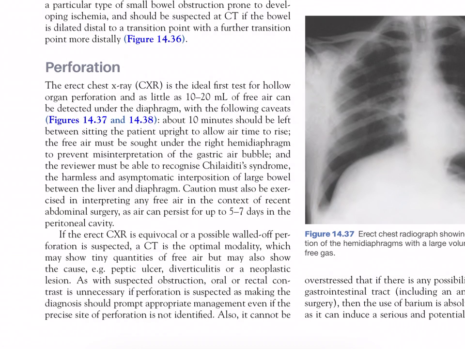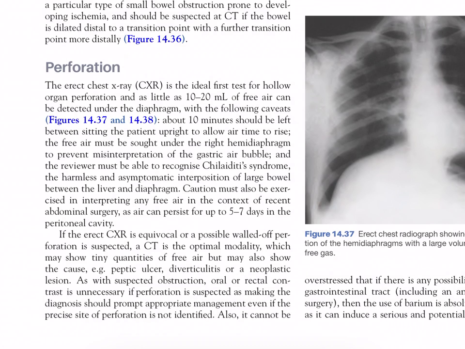The free air must be sought under the right hemidiaphragm to prevent misinterpretation of the gastric air bubble, and the reviewer must be able to recognize Chilaiditi syndrome, the harmless and asymptomatic interposition of large bowel between the diaphragm and liver. Caution must also be exercised in interpreting any free air in the context of recent abdominal surgery, as air can persist for up to 5 to 7 days in the peritoneal cavity.